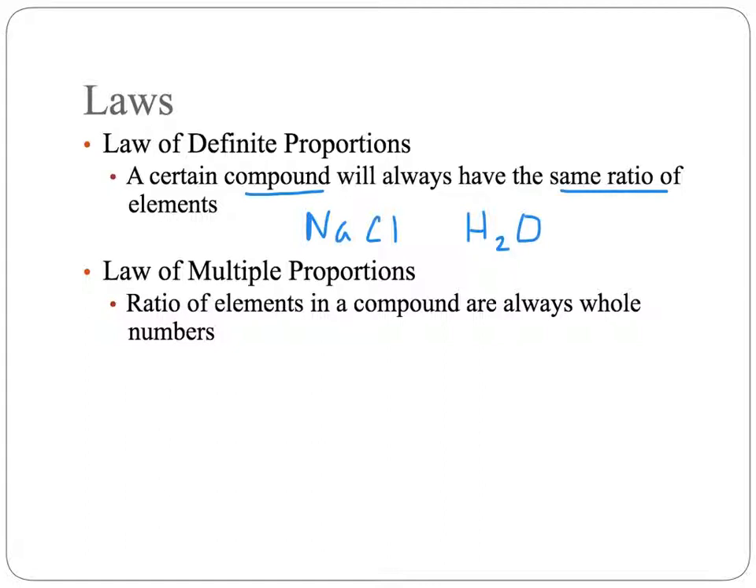Then we have the law of multiple proportions that says that the ratio will always be whole numbers, so that we're not going to see fractions. We don't have half of an element in something. It's always one whole element or two whole elements or three whole elements or more.